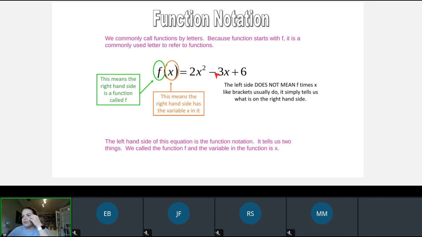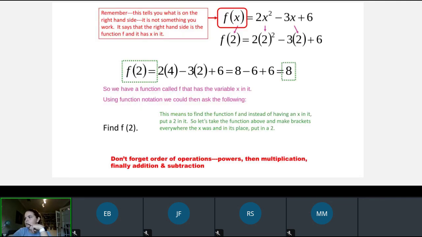Okay, so the left-hand side of the equation is called function notation. It tells us two things: what the function is called, this one is called f, and the variable that's going to be in the function, which in this case is x. As you can see, we have 2x squared minus 3x. So remember that whatever's on the left-hand side, that tells you what you're going to do on the right-hand side.